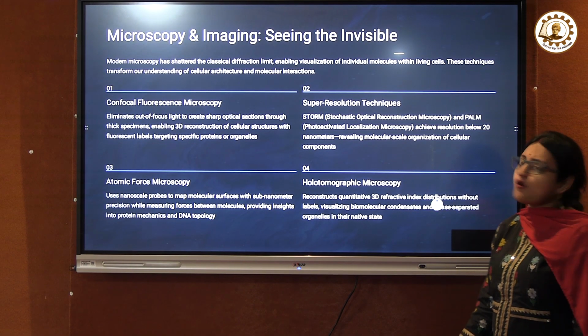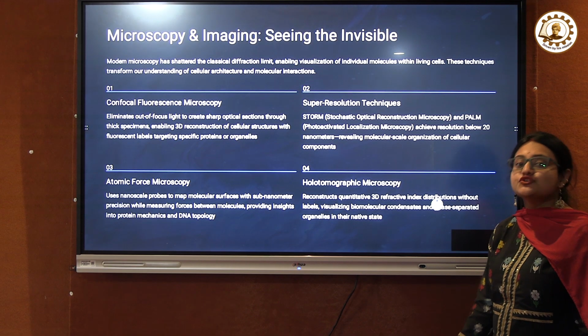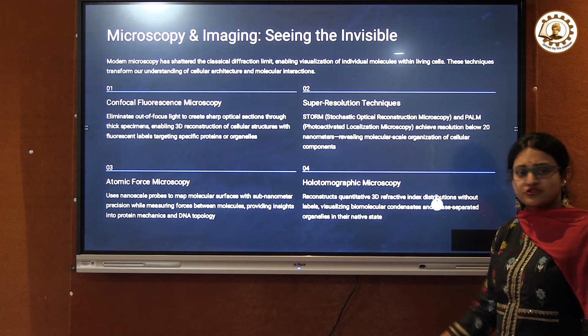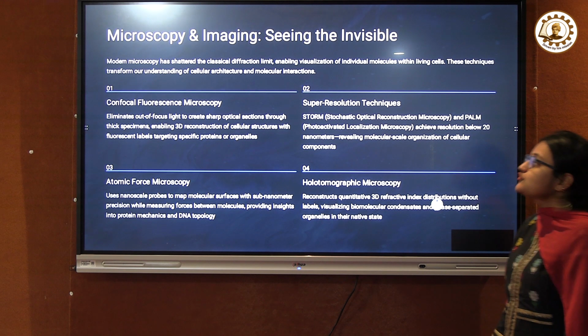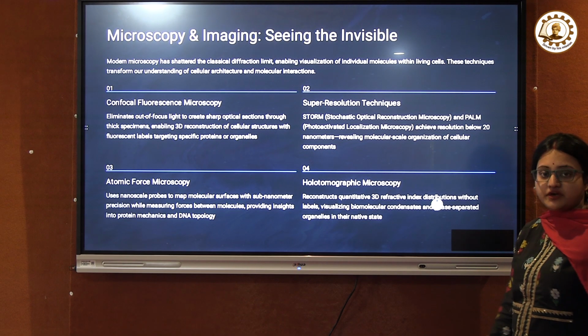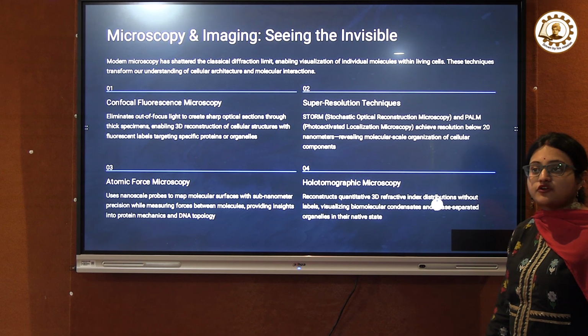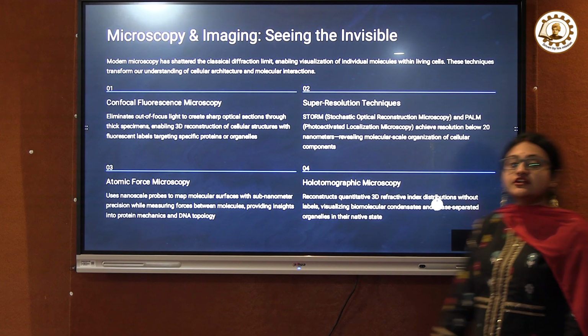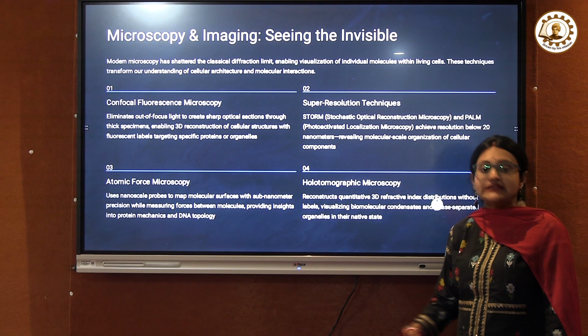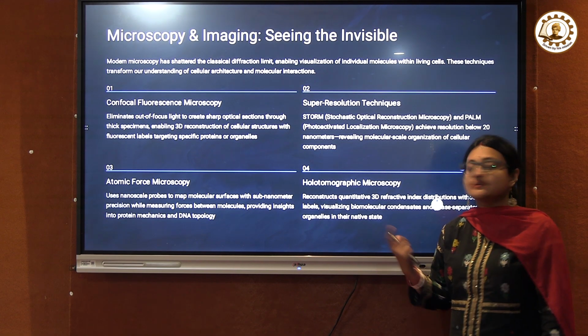Microscopy. We may have all used microscopy in school for visualization of a specimen. There are different types of modern microscopy. Scientist Joachim Frank got the Nobel Prize for the discovery of cryo-electron microscopy, which uses very low temperatures to observe the cells.